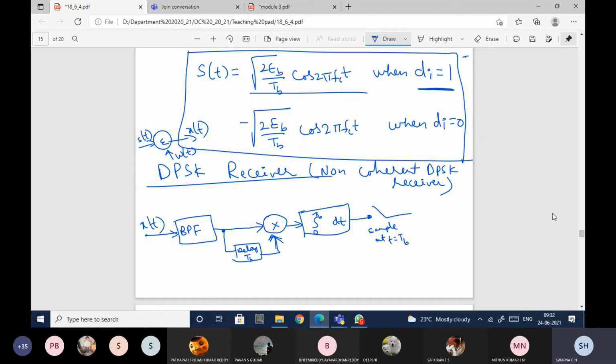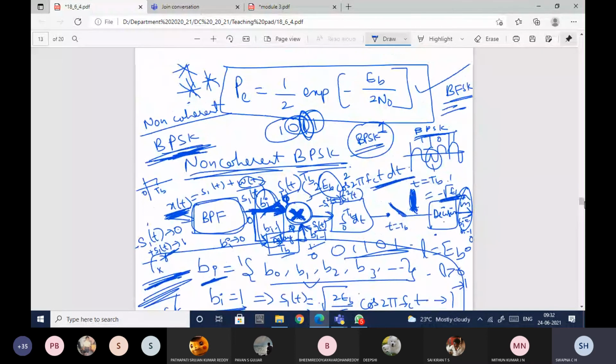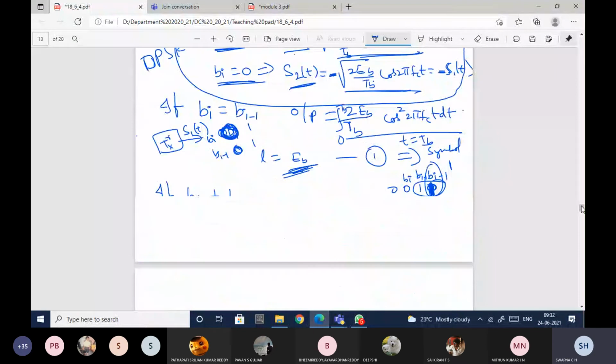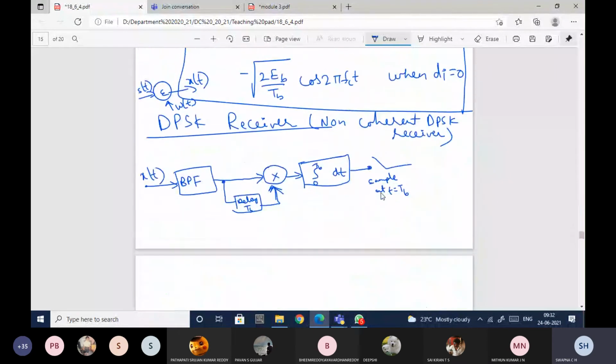If you observe, this circuit and the earlier circuit are the same. The only difference is that here I'm not transmitting the binary data, I am transmitting the differential data. And here I'll have the decision device.